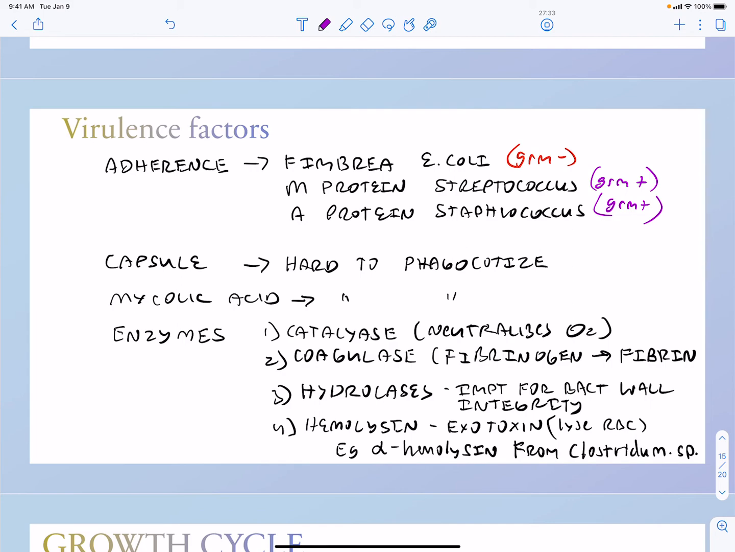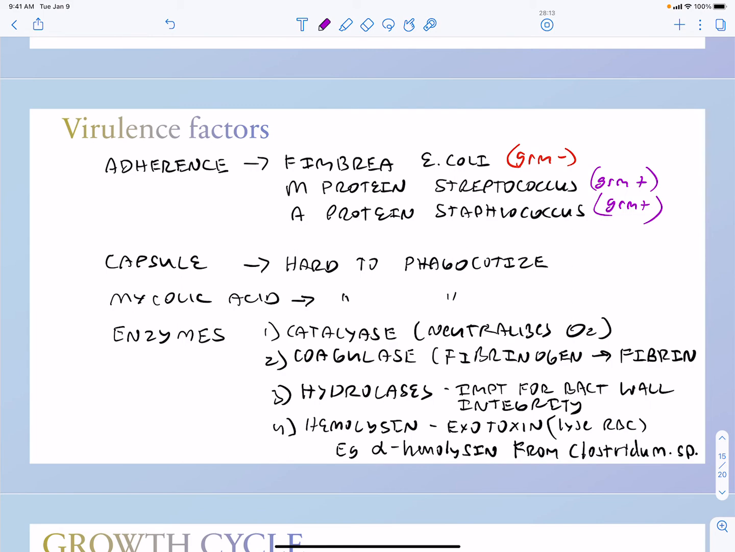They're also going to have different enzymes. We have catalase, which of course we use in our peroxisomes to neutralize hydrogen peroxide. And so bacteria also have this particular type of enzyme to neutralize oxygen species. Coagulase is going to help convert fibrinogen to fibrin to help wall off the immune system so that the bacteria can create a nice little niche to grow in. Hydrolases are going to be important for bacterial cell wall integrity. Hydrolases are going to help the bacteria break down peptidoglycan so that it can be regenerated in order to maintain the integrity of the cell wall.